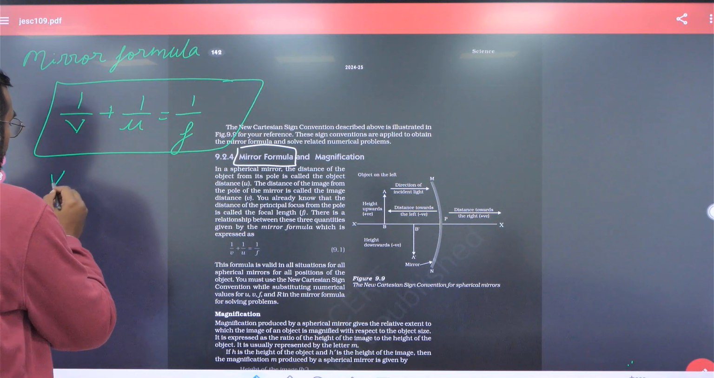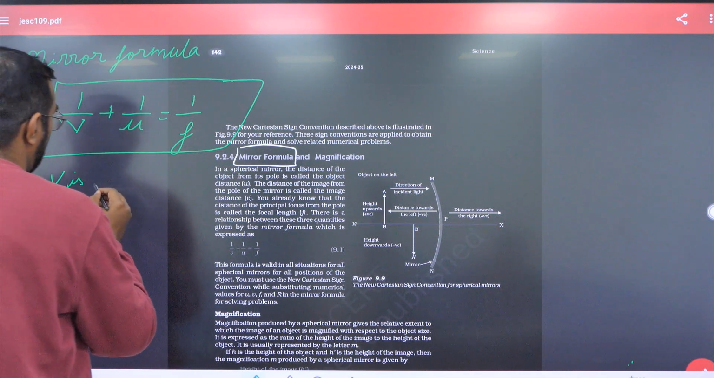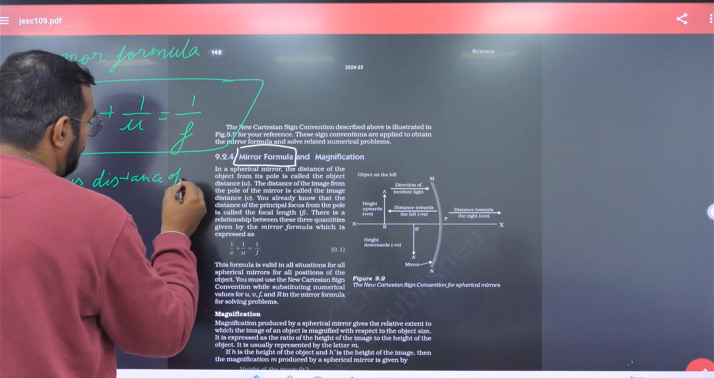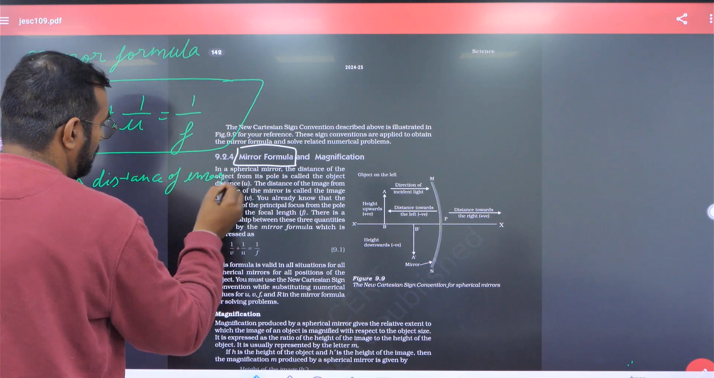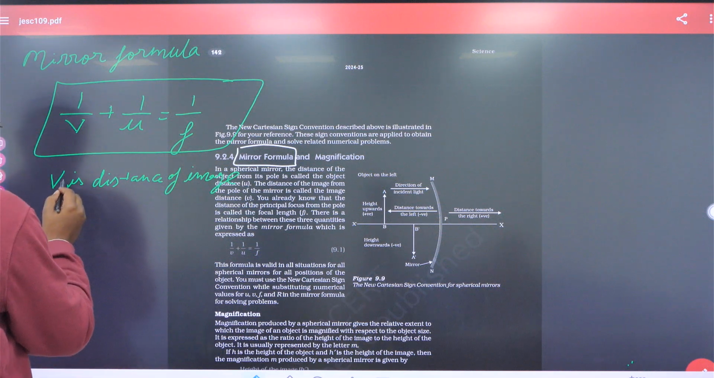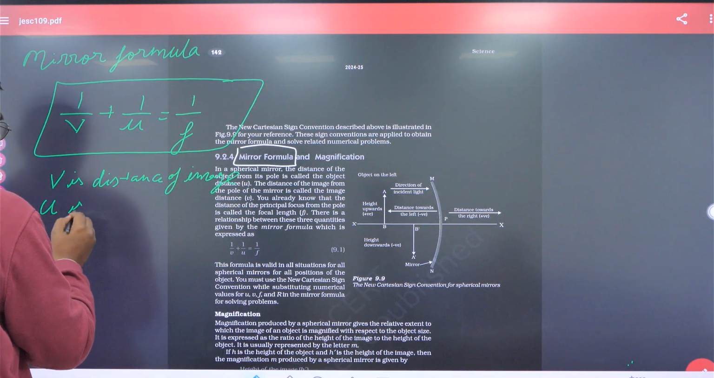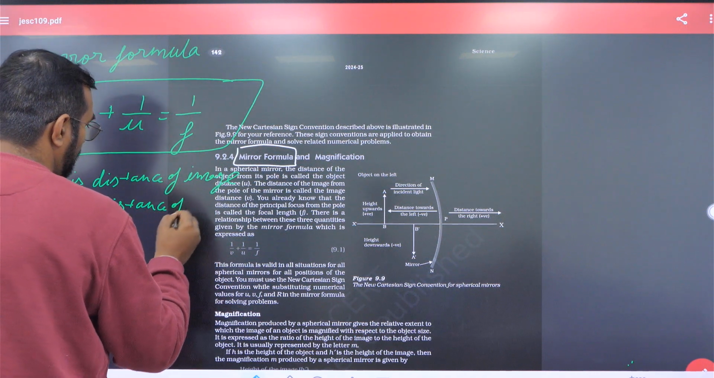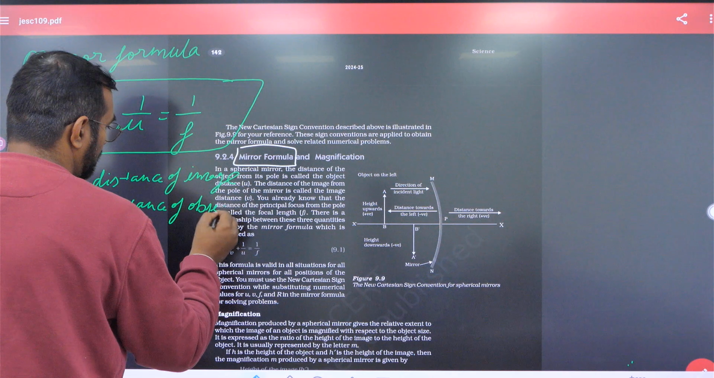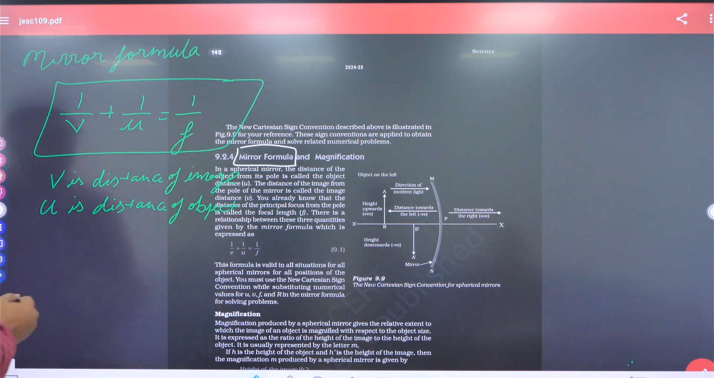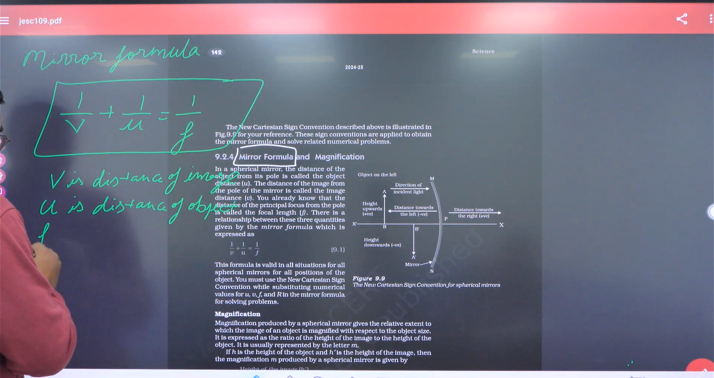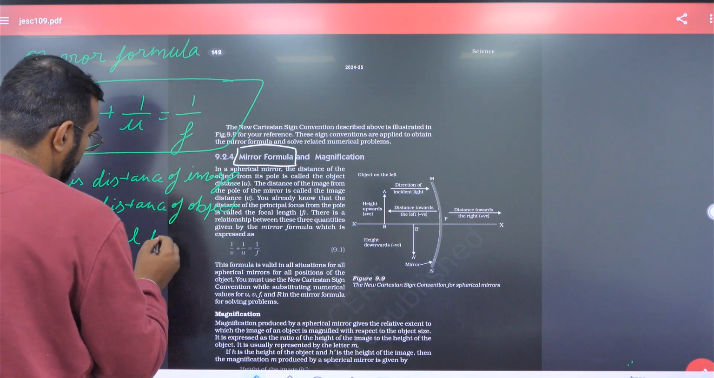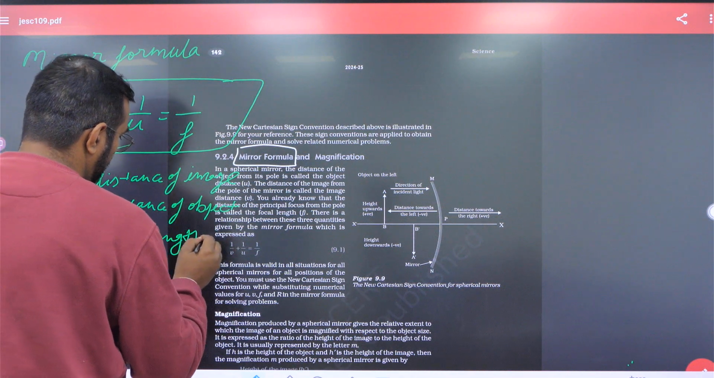v is equal to distance of image. u is equal to distance of object. f is focal length. Okay.